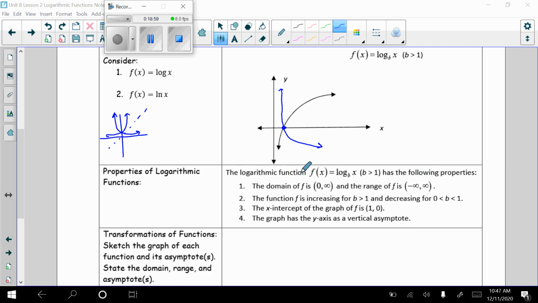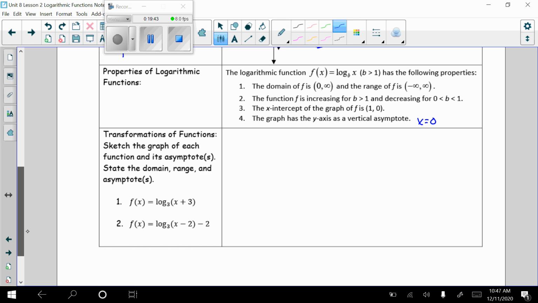And so our domain and our range, just like with any inverse, are switching places. The function is increasing anytime that your base value is greater than 1, and decreasing anytime that your base value is between 1 and 0. Again, that's no different than an exponential function, because the base of our exponent is the same as the base of our log. The x-intercept of the graph will be 1, 0, flipping around our y-intercept from before. The graph has the y-axis as the vertical asymptote. So again, your vertical asymptote is x equals 0.